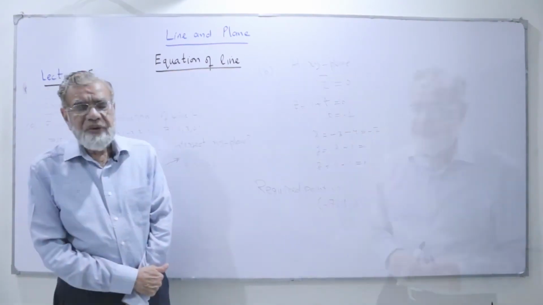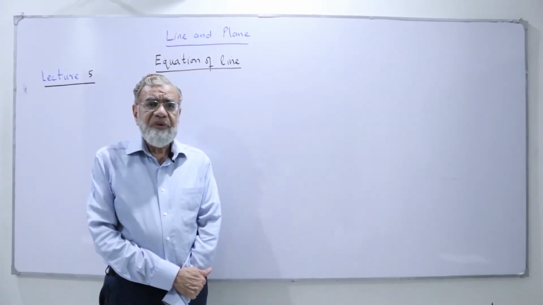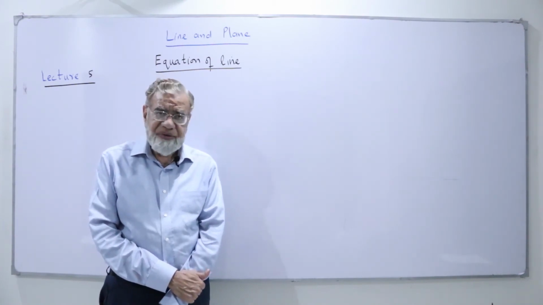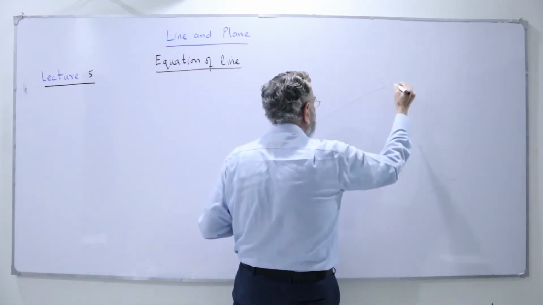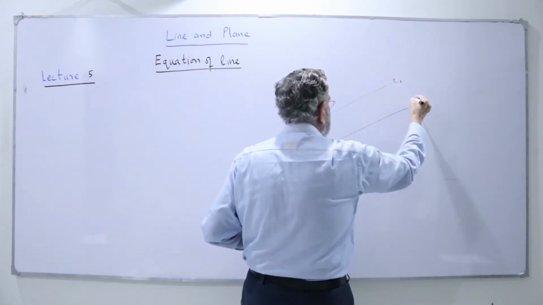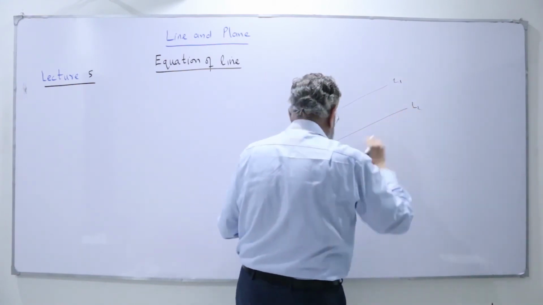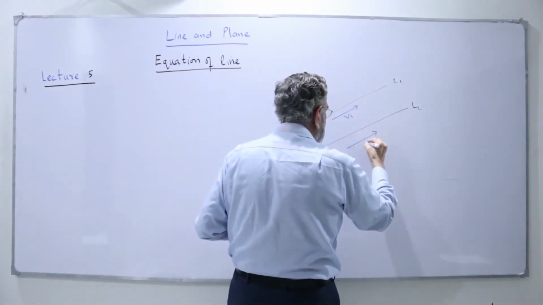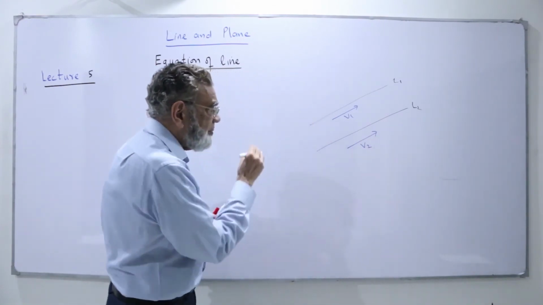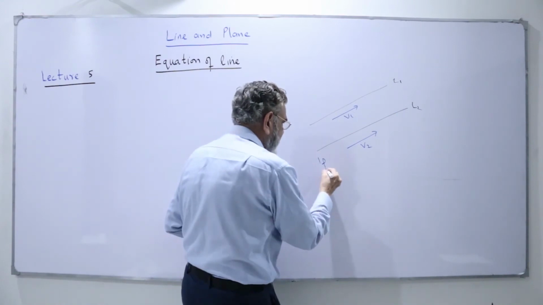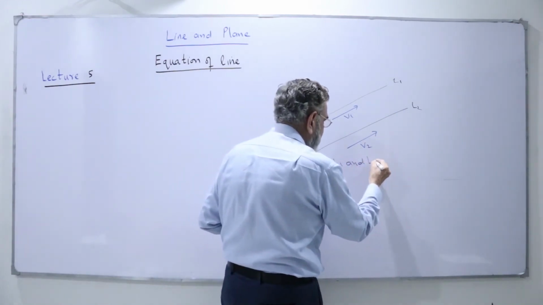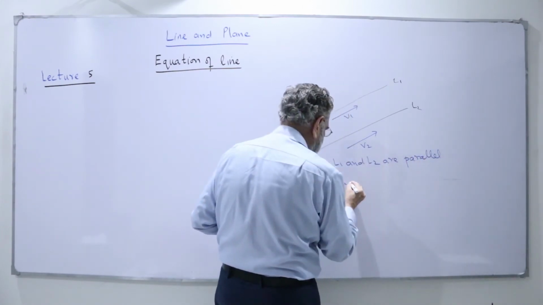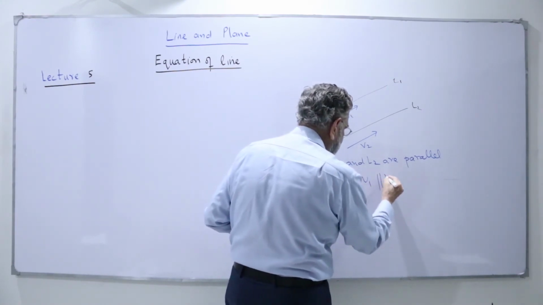Now we are given 2 lines, and we want to check whether these 2 lines are parallel or orthogonal. It's very easy. For example, we have line L1 and line L2. To find out whether these 2 lines are parallel, I take the vector parallel to each line: vector V1 and vector V2. If the lines L1 and L2 are parallel, then vector V1 is parallel to vector V2.